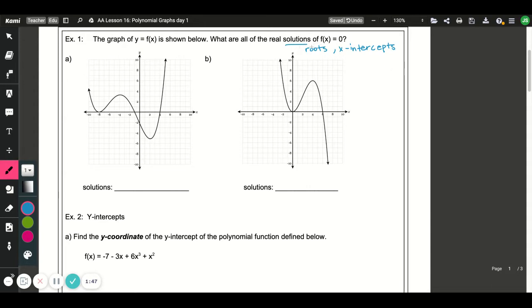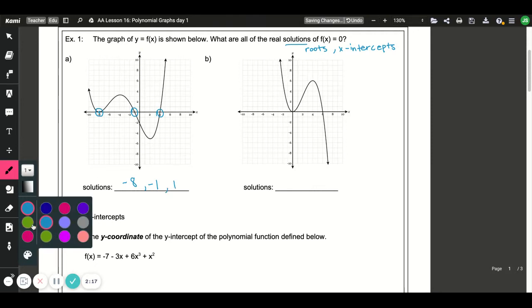As long as you know when they ask you for those solutions, what they're really asking are, what are the x-intercepts? So anywhere that it touches the x-axis. So it touches or crosses. Right here at -8, right here at -1, and then one last one right here at +1.